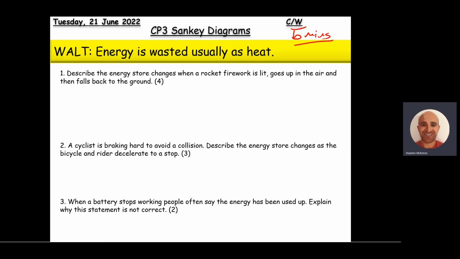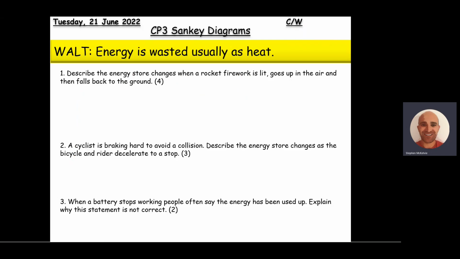All right, lovely. Just in case there was massive confusion there, I'm just going to nip through it. Describe the energy stored changes when a rocket firework is lit, goes up in the air, and then falls back in the ground. You should have remembered that energy stored changes are these movements from one box of energy into another box of energy. And all three of these questions are just asking you to, with words, say, what was the first energy store, what was the transfer, and what was the next energy store? So hopefully we managed that.